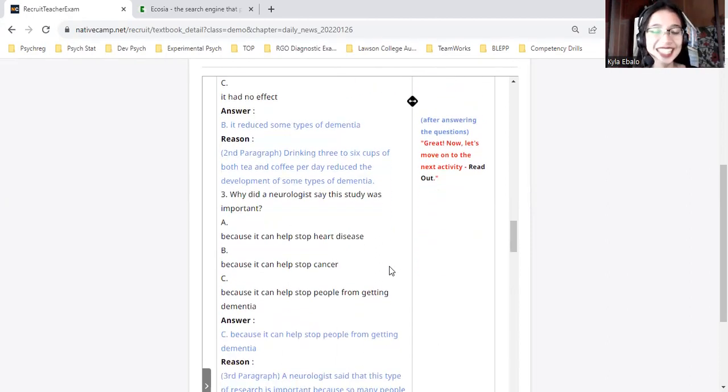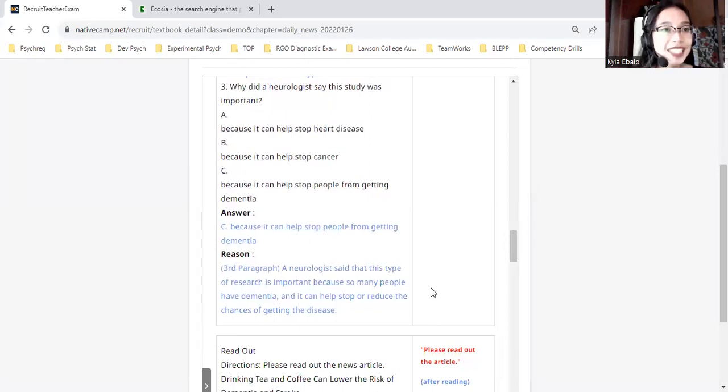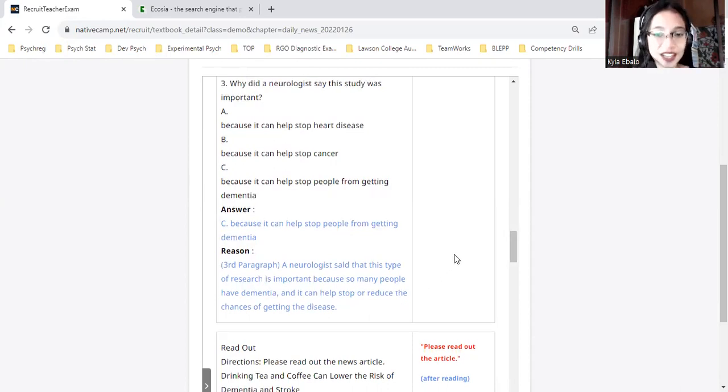Great job, Francis. So for the last question, number three, why did a neurologist say this study was important? Letter A, because it can help stop heart disease. Letter B, because it can help stop cancer. Or letter C, because it can help stop people from getting dementia. That's right. The correct answer, Francis, is letter C, because it can help stop people from getting dementia.